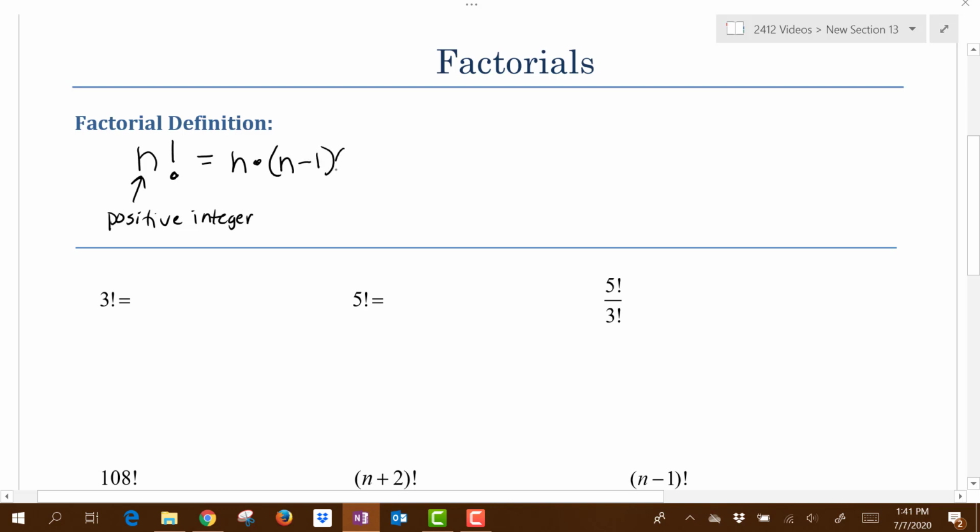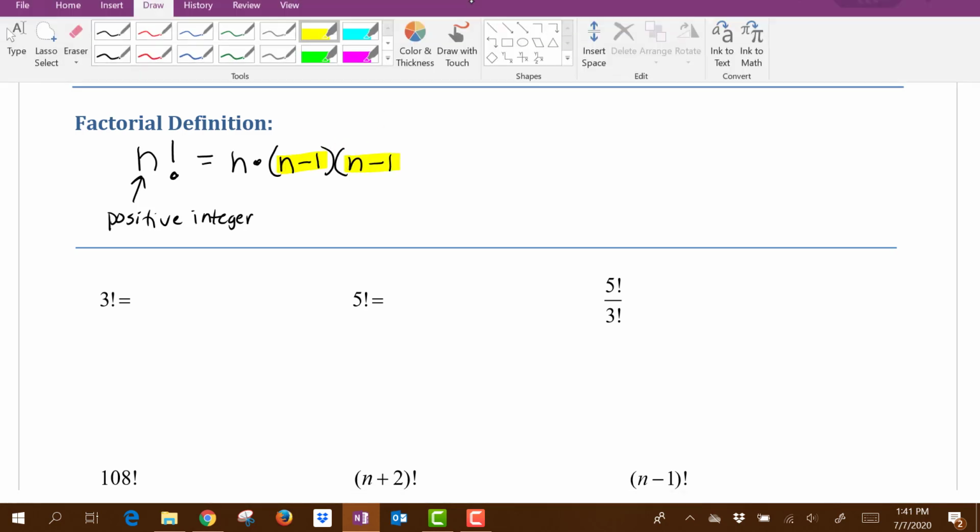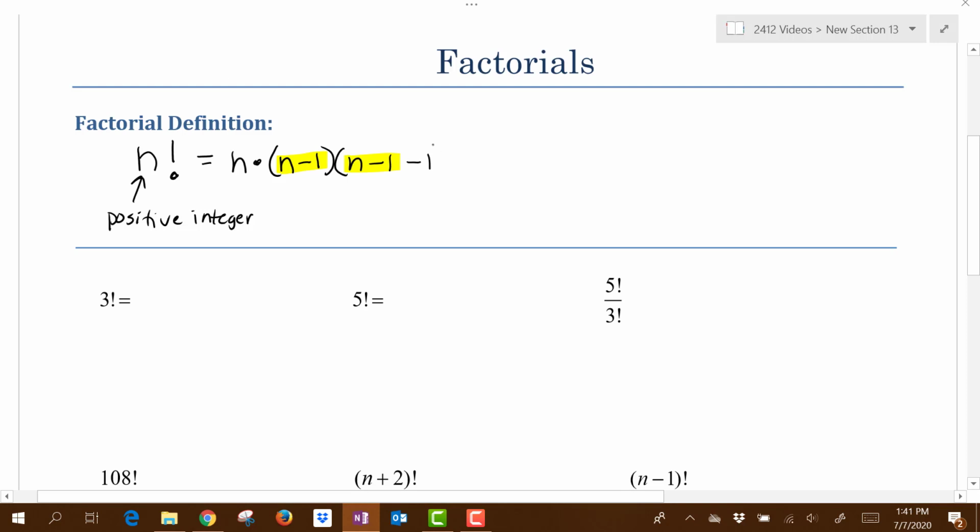And then we keep going. We'll multiply by a number that's one less than n minus 1. So if I take the number before it, n minus 1, and I subtract 1 from that, and then we'll multiply that by the previous number. So n minus 1 gets copied, and then we're going to subtract 1 from that number. So we start with that highest number that we see before the exclamation point, and then we keep subtracting 1 from that number, and we keep subtracting 1 until we get all the way down to the number 1.